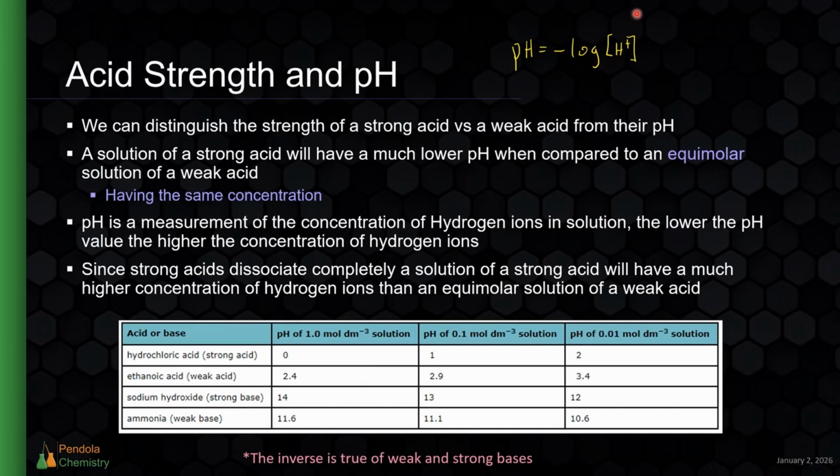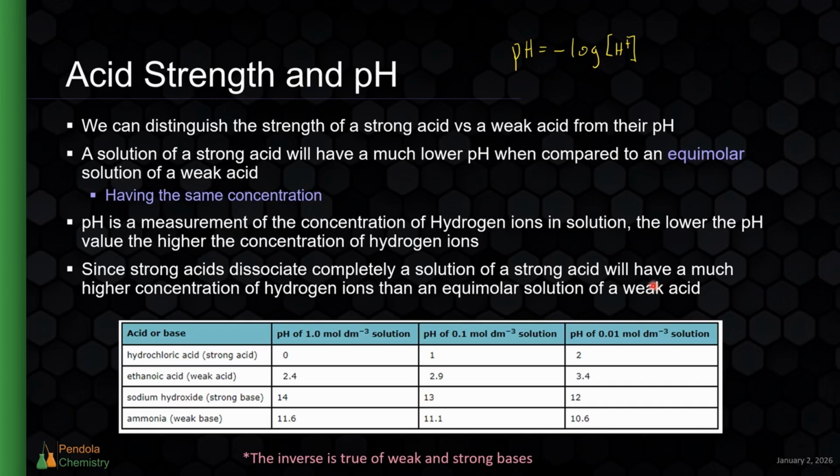Again, concentration does affect pH, and so we can only use this idea of a strong acid having a lower pH than a weak acid if the solutions are equimolar. Now, pH is a measurement of the concentration of hydrogen ions. The lower the pH value, the higher the concentration of the hydrogen ions, which is why strong acids are going to have lower pHs. Because a strong acid dissociates more completely, a strong acid will have a much higher concentration of hydrogen ions than an equimolar solution of a weak acid.